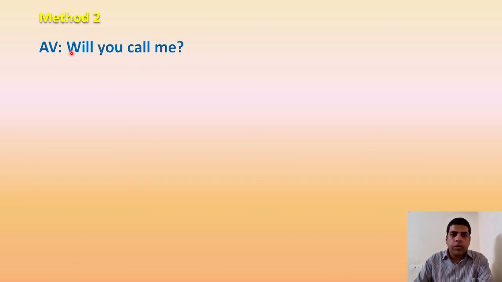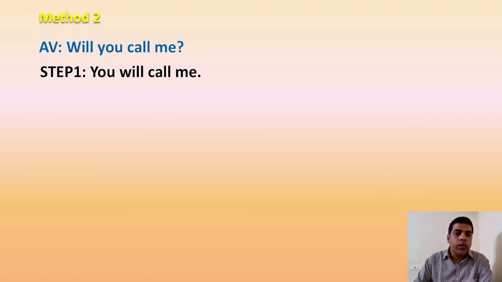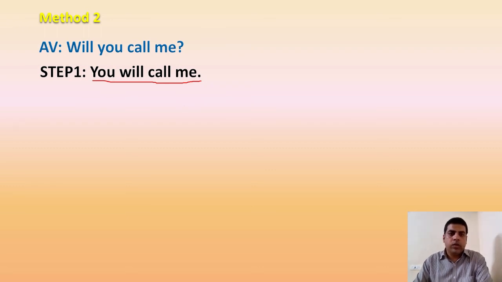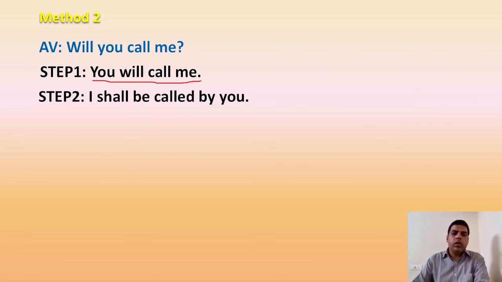What I have said, we have to remove this auxiliary verb and bring it after the subject, before the main verb. So call is the main verb, subject is you. So in step 1, it is going to become: you will call me. Got it? After this, what are we going to do? Second, now because we got this one as a statement, we can easily convert that to passive. So what will be the answer? I shall be called by you, or I'll be called by you. So we got this passive for the declarative sentence: I shall be called by you.